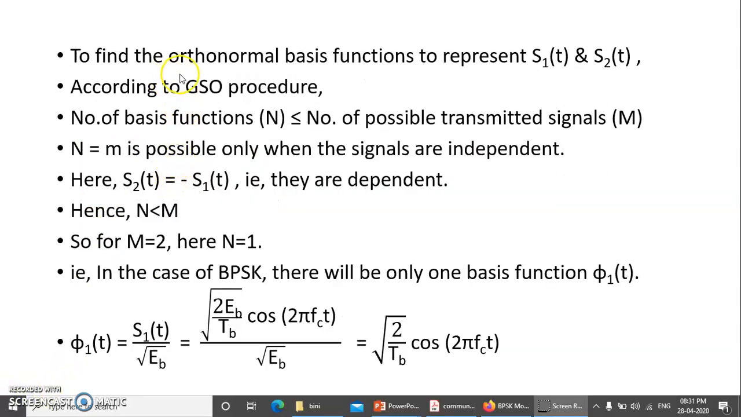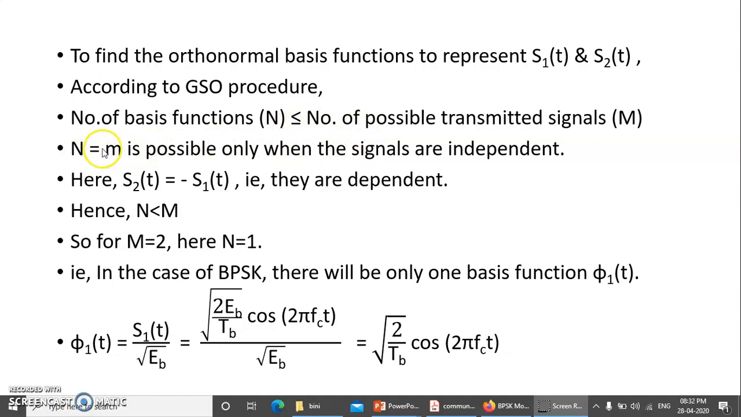Next we are going to represent S1 of t and S2 of t in a constellation diagram. For that we have to find the orthonormal basis functions to represent S1 of t and S2 of t. So for that we are using the GSO procedure. According to the GSO procedure, the number of basis functions N is less than or equal to the number of possible transmitted signals M. Here M is equal to 2 and N will be less than or equal to 2.